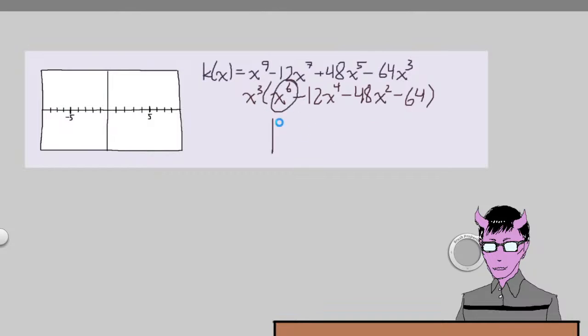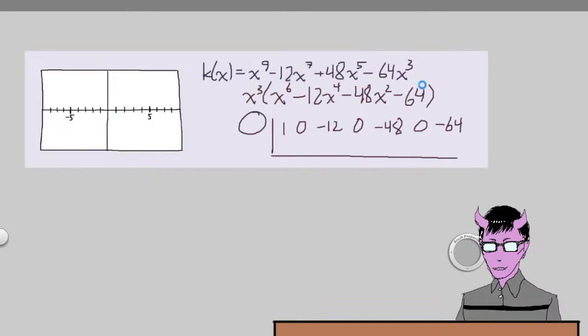So coefficient for the 6th degree is 1. There's technically a 5th degree, 4th degree, 3rd degree is 0. 2nd degree is negative 48. And then x power 1 is technically 0. Constant is negative 64. Alright. So we're jumping to the synthetic division.